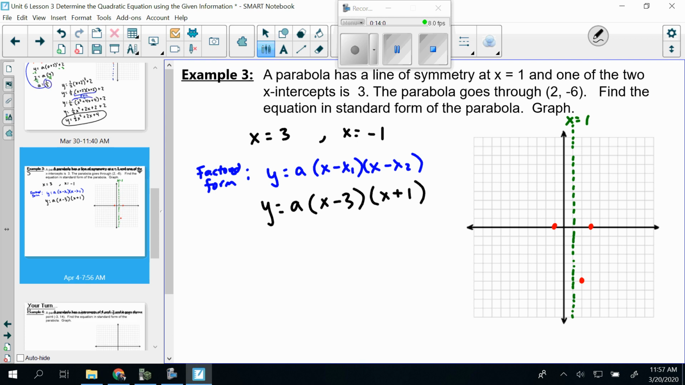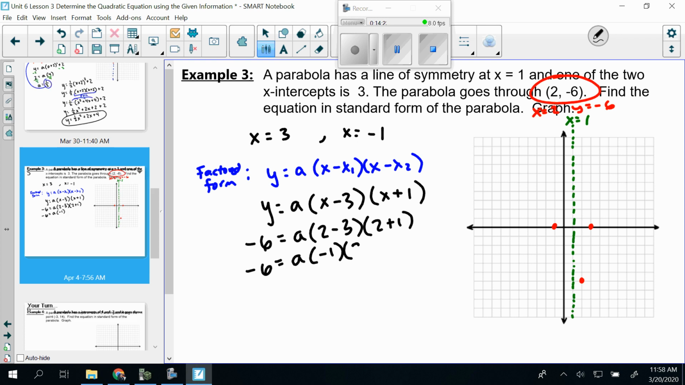So let's use our point again. This point right here of 2, -6, where x is going to be 2, y is going to be -6, and put those numbers in. So doing that now, you got -6. Both x's we're going to plug in 2, and then solve this out for a. So here now we got -1 times 3, which is going to be -3. And if we divide two negatives, it should come out positive. Here our a value is 2.